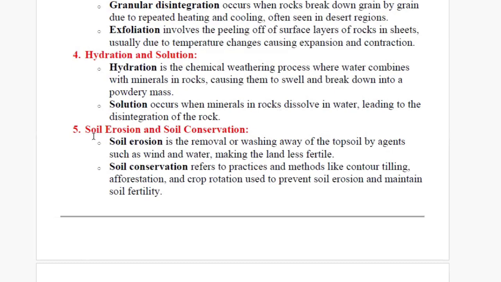Now we will differentiate soil erosion and soil conservation. Soil erosion is the removal or washing away of the topsoil by agents such as wind and water, making the land less fertile. And soil conservation refers to practices and methods like contour tilling, afforestation, and crop rotation used to prevent soil erosion and maintain soil fertility.